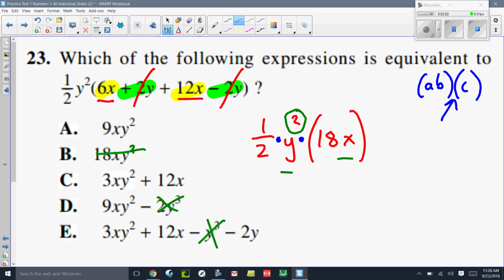Looking at this, we can multiply all of this together, and 1/2 of 18 is 9. Y squared x. Remember, multiplication can occur in any order, so we could have 9x y squared.